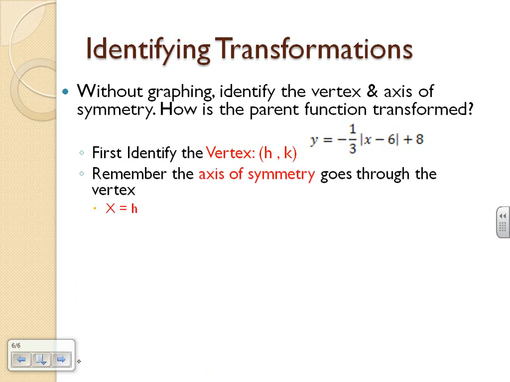Next, let's look at our axis of symmetry. Our axis of symmetry is always going to be x equals, and it's always going to match the x value of our vertex. Since our vertex was 6, 8, then our axis of symmetry becomes x equals 6.